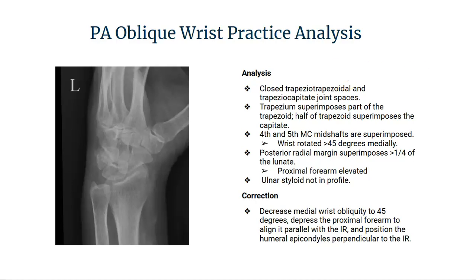So how do we fix this imaging? First, we need to decrease the medial wrist obliquity to 45 degrees. This will open up our joint spaces and improve alignment of the trapezium, trapezoid, and the capitate. Then we should make sure that the proximal forearm is depressed so it's parallel with the image receptor. This will eliminate the radial margin overlap and improve overall alignment of the wrist.